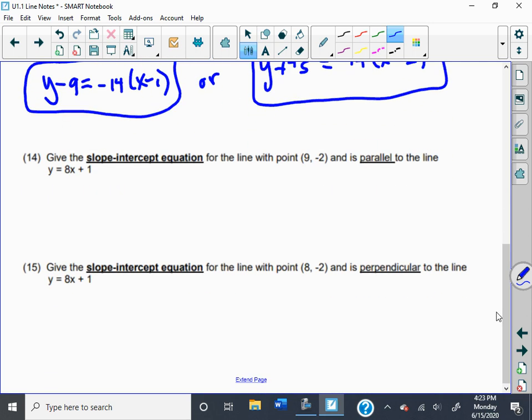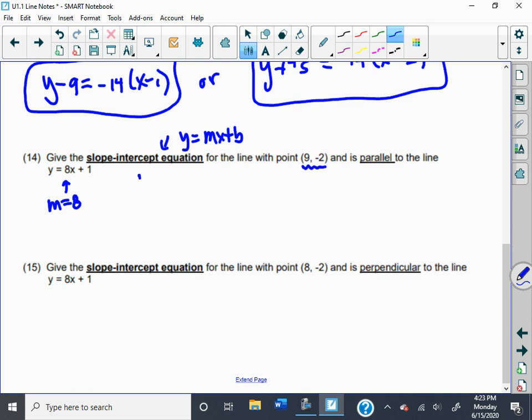All right, so 14, give the slope-intercept equation. That's y equals mx plus b. That's what we want to write our final answer in, for the line that has a point, 9, negative 2, and is parallel to the line y equals 8x plus 1. So parallel lines all have the same slope. So we have to find the slope of this line they give us. So this slope is 8. We have to use the slope 8. And we're going to use this point, 9, negative 2.